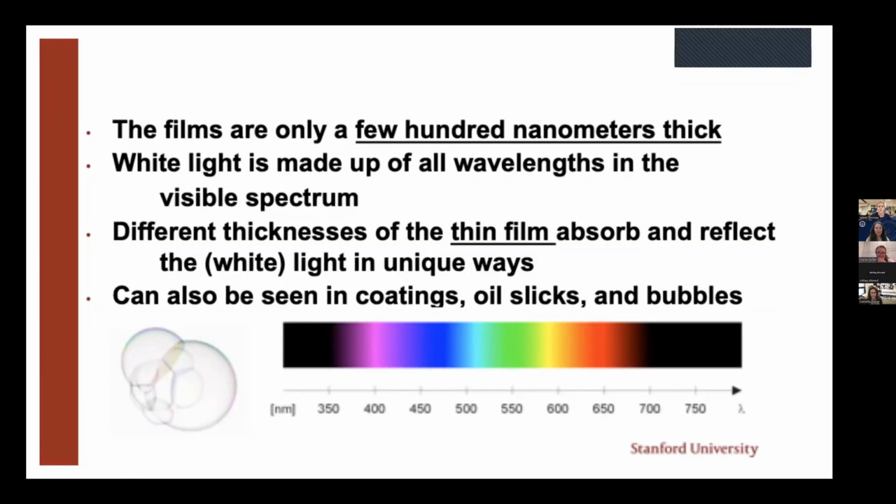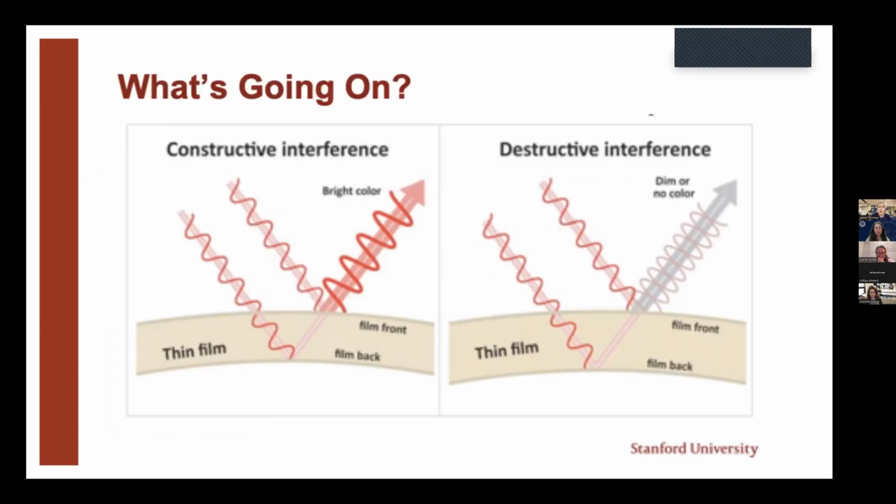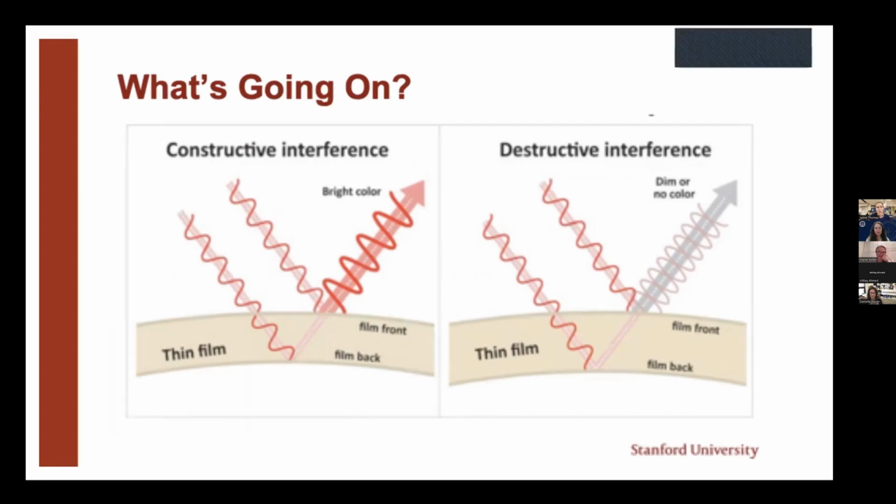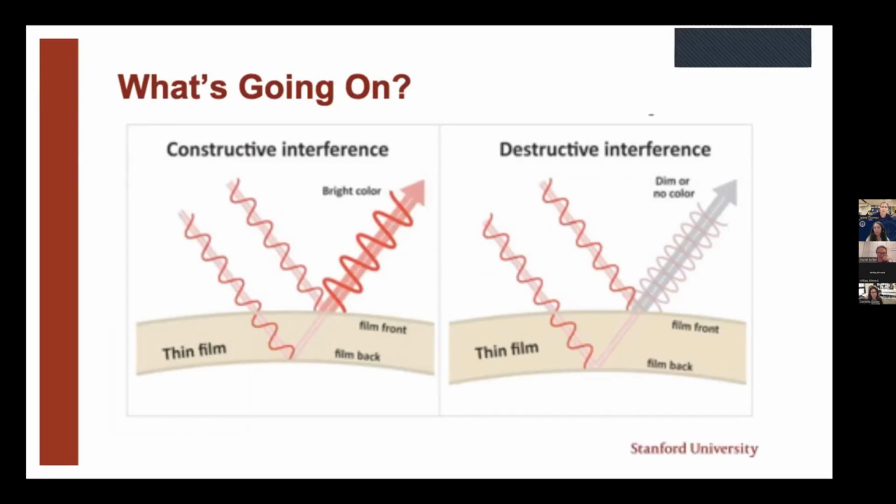Okay, and so then again, thinking about those films being only a few hundred nanometers thick, and that the thickness correlates with the colors that we're actually seeing. What's going on? You can get into constructive interference and destructive interference as far as which colors or which wavelengths of the visible spectrum are reflecting, which are being absorbed. How are they bouncing off? How are they being magnified? And that gets us into structural coloration.